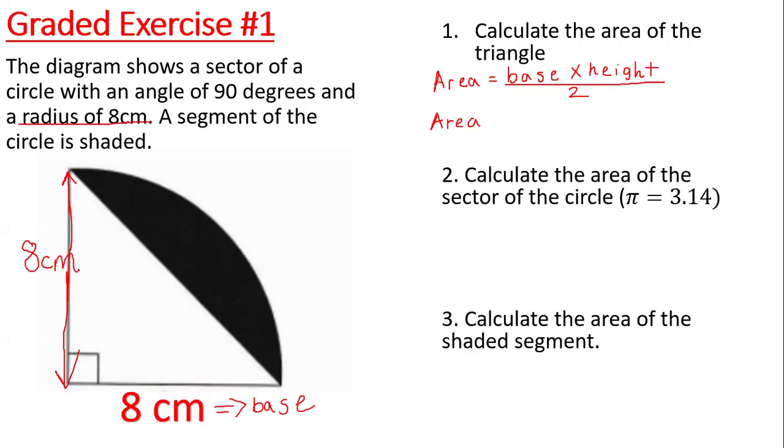So the radius stays the same for all sides of this sector. So it's going to be equal to, we know that the base is 8, like Patrick said, right? The height is also 8 centimeters. We're going to divide that all by 2. Class, what is 8 times 8? 64, very good. 64 centimeters squared divided by 2. 64 divided by 2 is 32 centimeters squared.